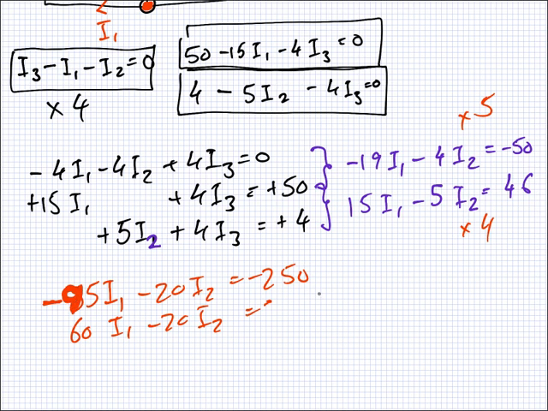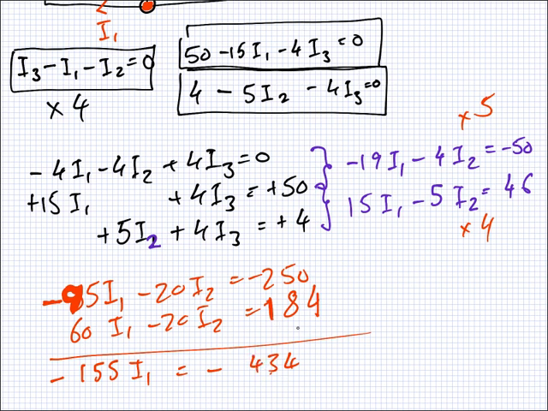46 times 4 is 184. Okay, there we go. Right, adding now. 95 plus 60 is 155I1 equals 250 plus 184, which is 434.